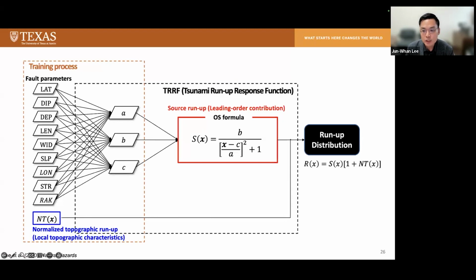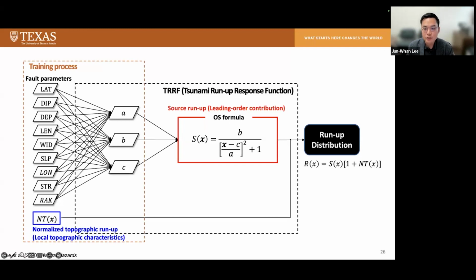And once the machine learning model is trained, the empirical formula coefficients A, B, C can be predicted from any combination of earthquake fault parameters, but within the range used in training. And then by inputting those predicted coefficients into the empirical formula, we can predict the source run-up, the red box, which is the leading order contribution. And finally, the tsunami run-up distribution, the black box, can be estimated by combining the source run-up, the red box, and the normalized topography run-up, the blue box.